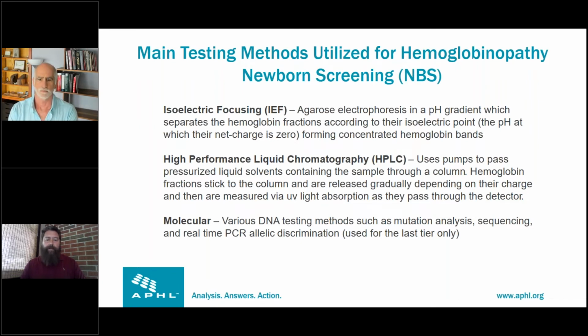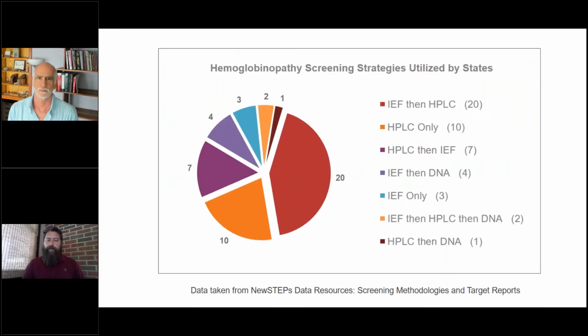So this is a really good method. High performance liquid chromatography, or HPLC, uses pumps to pass pressurized liquid solvents containing the sample through a column. Hemoglobin fractions stick to the column and are released gradually depending on their charge, and then are measured via UV light absorption as they pass through the detector. And then the various molecular methods are various DNA methods such as mutation analysis, sequencing, and real-time PCR allelic discrimination. And all these are used for the last tier only.